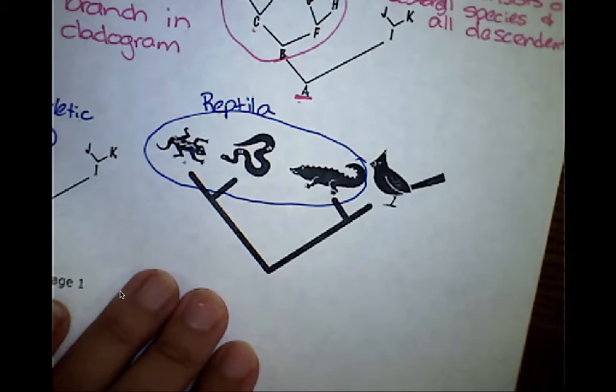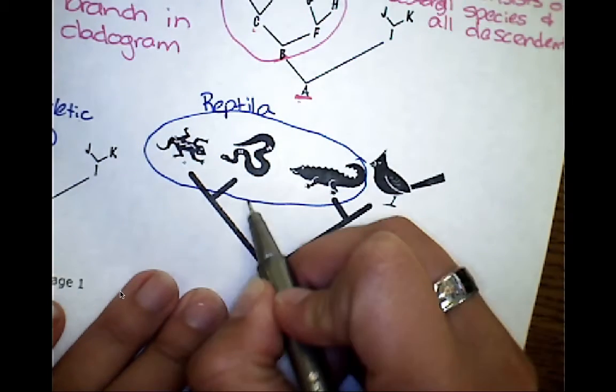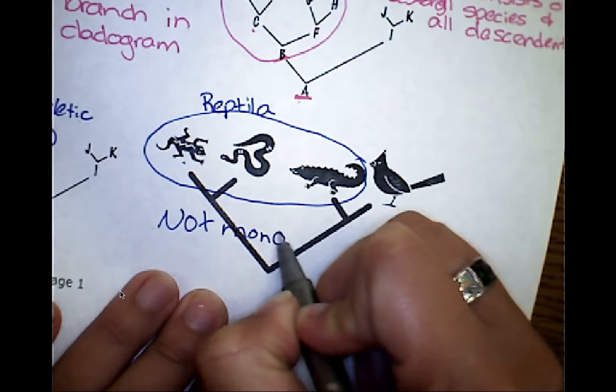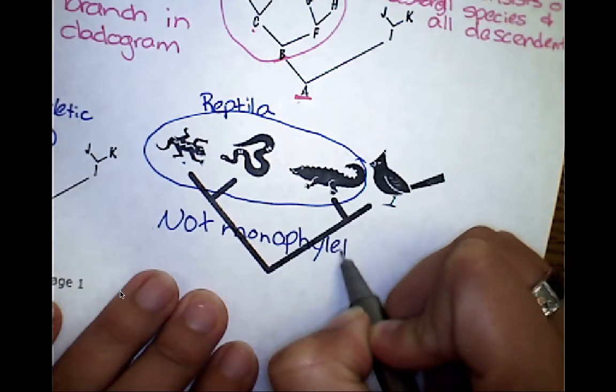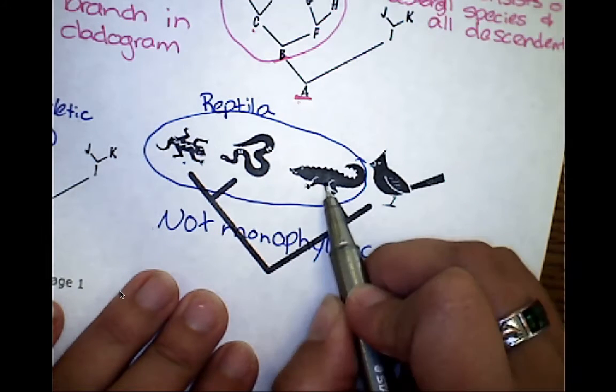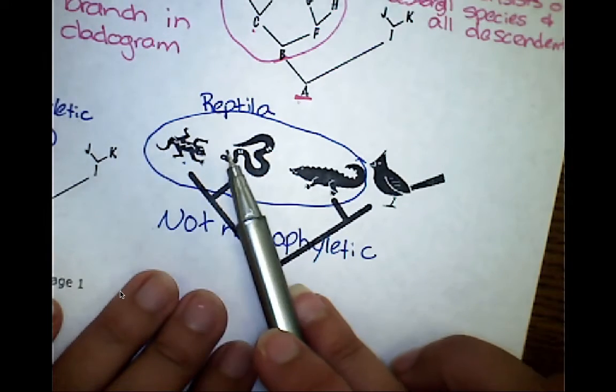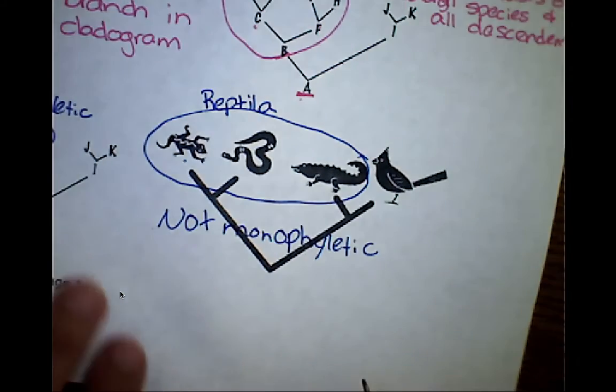Okay, or the class Reptilia, or just they're reptiles, that's fine. Okay, the class Reptilia is not monophyletic. Not monophyletic. Because the crocodiles and the alligators are actually more closely related to birds than they are to lizards and snakes. Okay, so that's kind of how they get that.